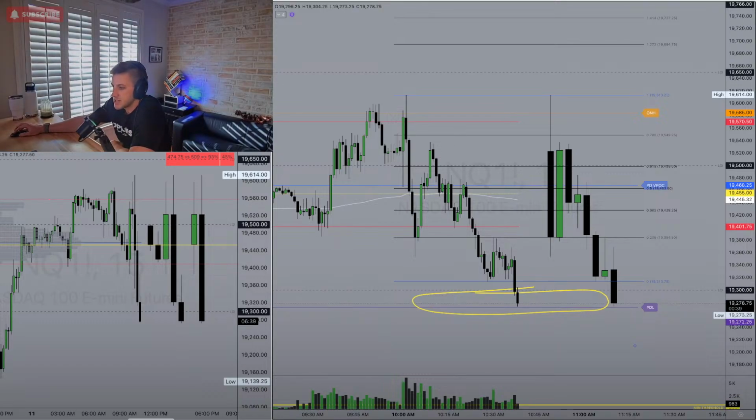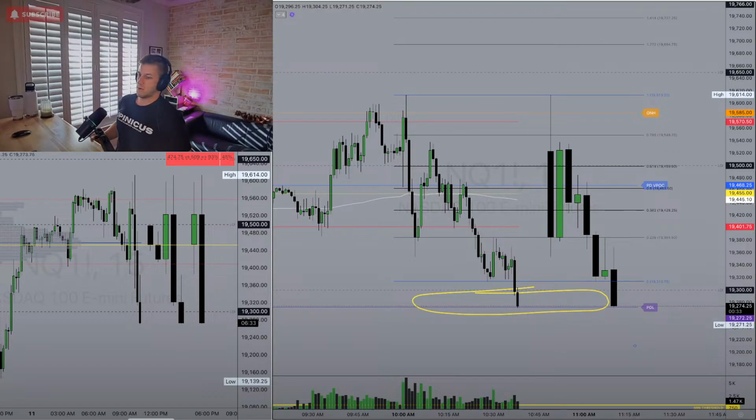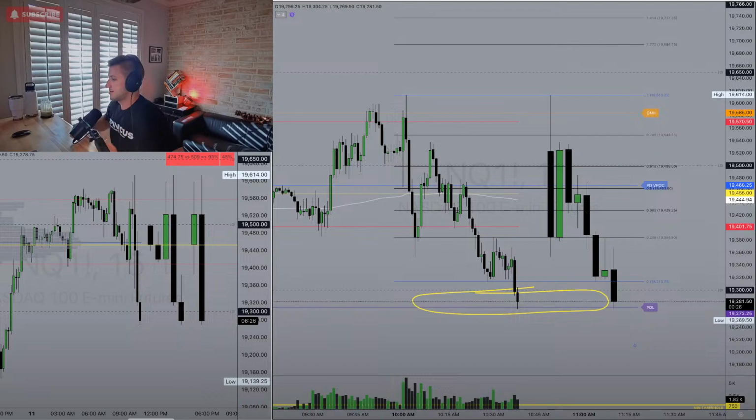All right, there's a real test of your prior day low. See if that prior day low gets undercut. Almost fell out of my chair. Sheesh. There's a little blip below prior day low.